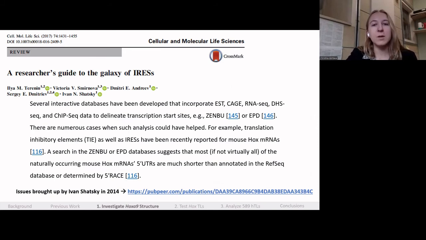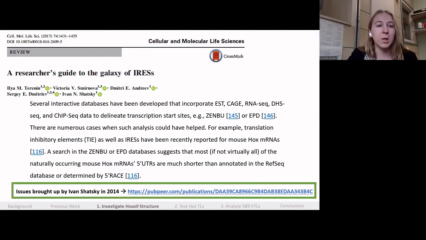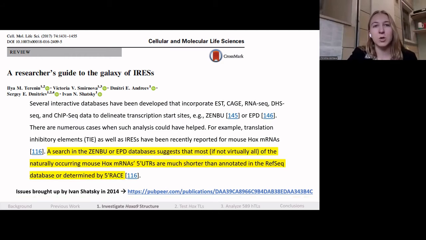And the more we worked on this problem, the more we realized that we weren't the first ones to notice the issue of the HOXA9 transcript leader. A lot of these issues were brought up on PubPeer in 2014. I can share this link later after the talk if you're interested in reading. There was also a review in 2017 that stated that the HOX transcript leaders are probably much shorter than what is shown in public data.